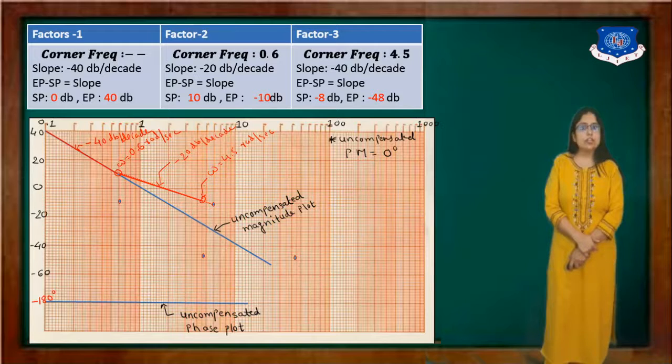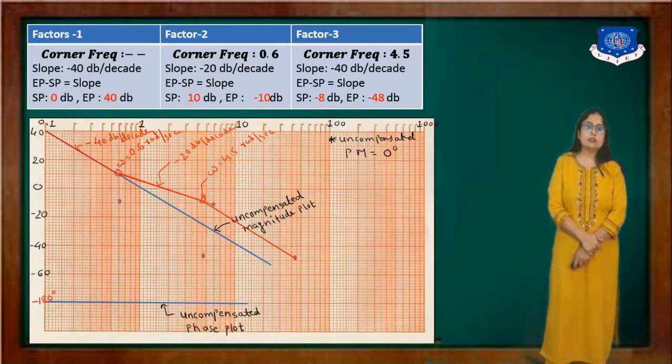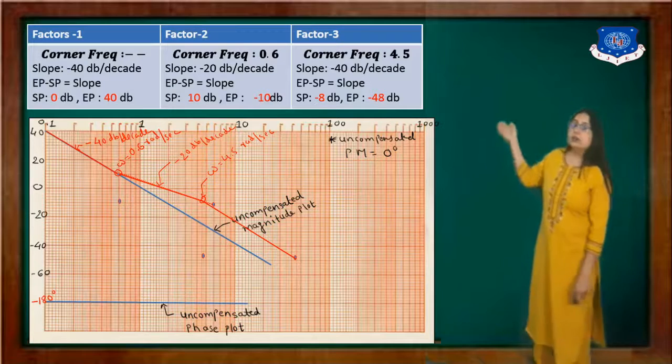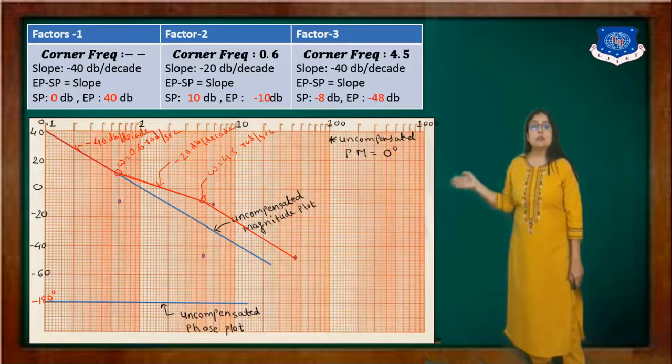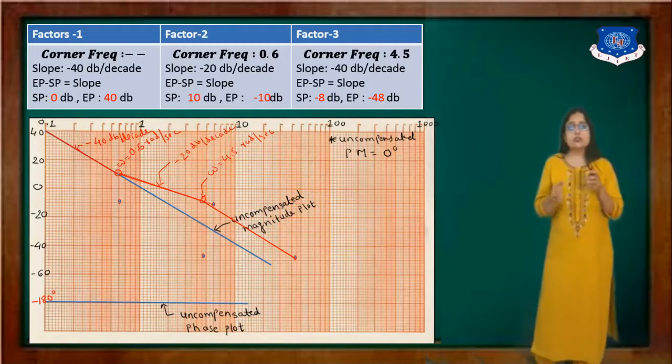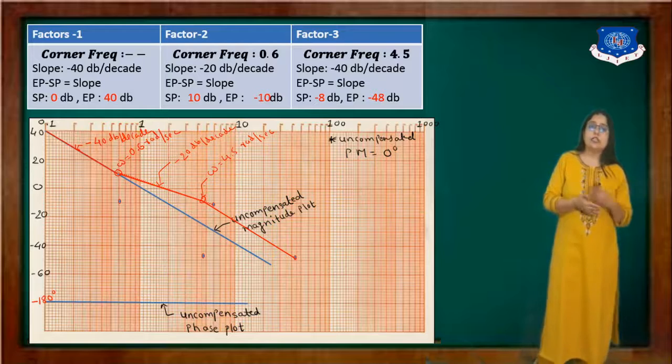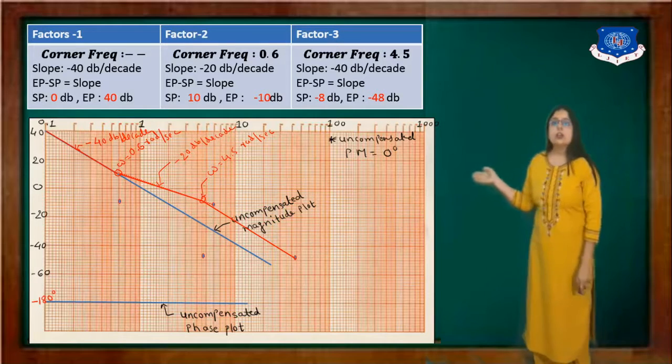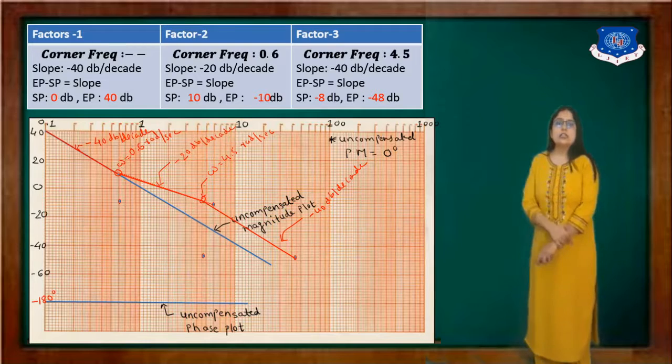Now shift 10 lines and draw this line. Okay. So this is what? It's your compensated system magnitude plot. Okay. It is compulsory to shift the 10 lines after the end point. So I hope this is clear.